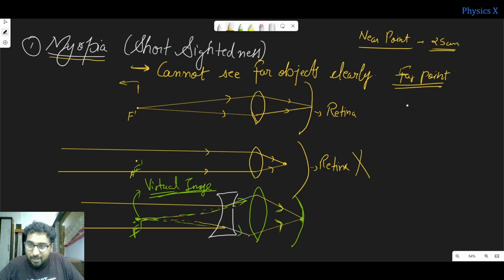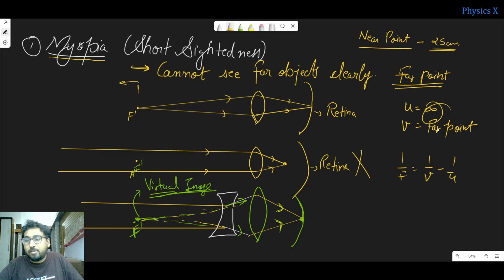So for correcting, what should be the object distance? It should be infinity. Suppose we are placing the object at infinity, so the image must be placed at the far point. And that we will find with the focal length. So we will use infinity as u, and v as the far point of this myopic eye, which will be given, and then we will be finding the focal length. So this is how a myopic eye gets corrected.